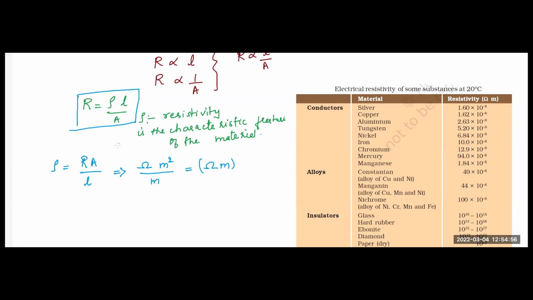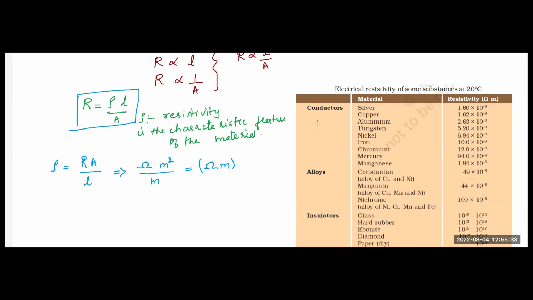So we can see the resistivity varies according to material, and this is a table that is given in the NCERT textbook. Here it is given the electrical resistivity of some substances at 20 degrees Celsius. As I already told, resistance varies with temperature. So if you want to compare some substances' resistance, we have to keep the temperature at a particular value. So here it is given as 20 degrees Celsius. And this table shows different materials and the resistivity of each material.